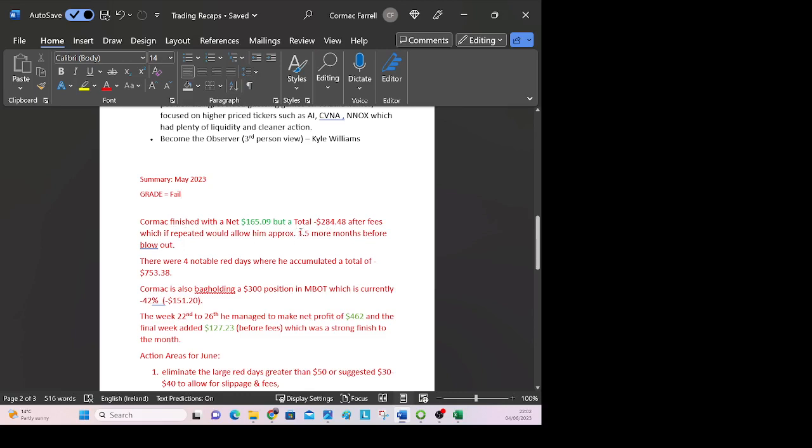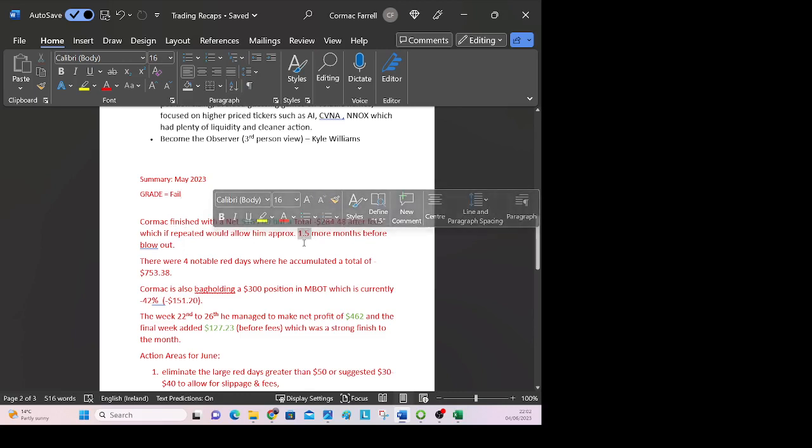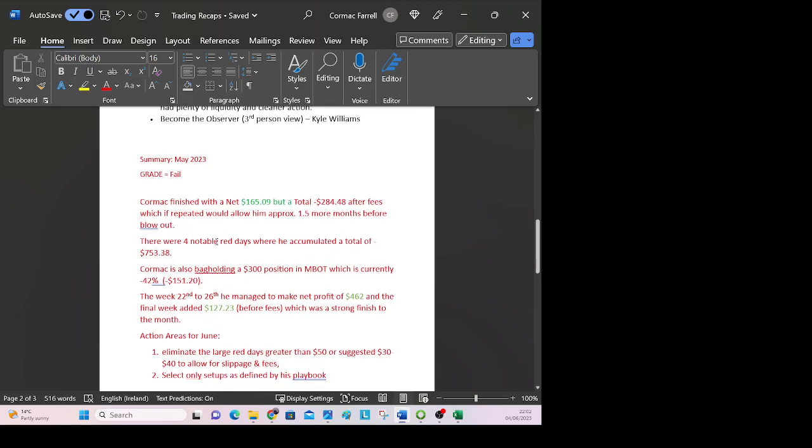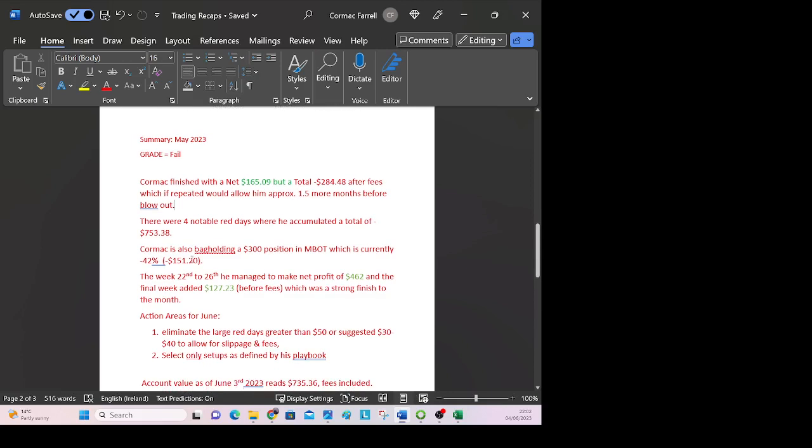So that just brings the stark reality of, if I was to have a similar month next month, it wouldn't be too long before my account is below 500 bucks, and it's just a waste of time then. There were 4 notable red days where he accumulated a total of 753.38. So we saw that earlier in my daily calendar of profit and loss. Cormac was also bag holding a $300 position of MBOT, which is currently down 42%.